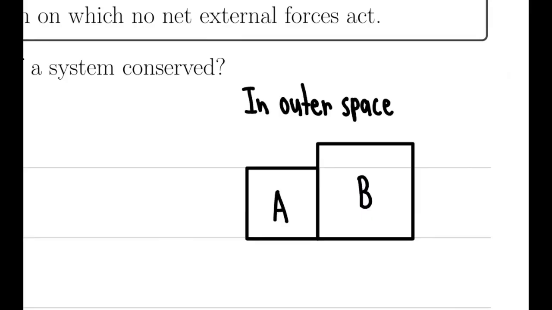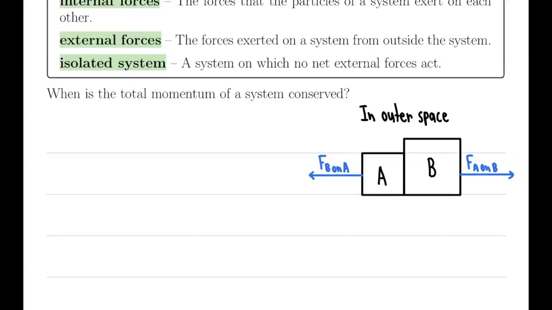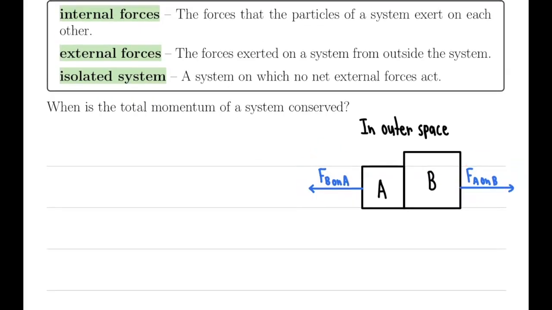So let me label that. Okay. So note that these are internal forces, right? These are the forces that the particles of the system exert on each other. So there's no external forces here since we're in outer space. Therefore, the system is isolated. Approximately. I mean, there are some forces in space. Yeah. All the external forces are negligible, let's say that.